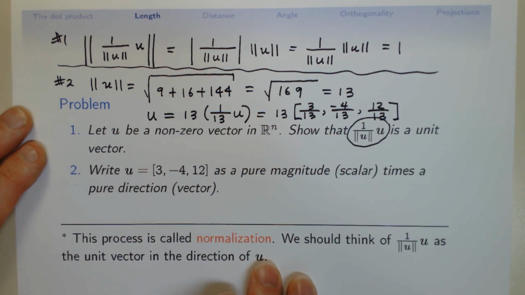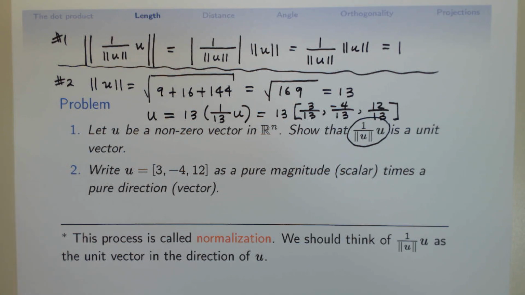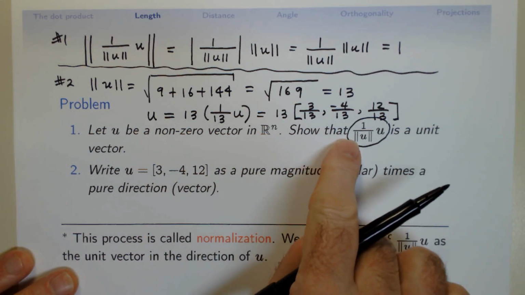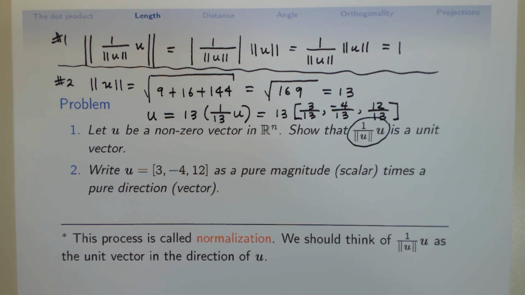All right, so we have a term for this process of taking a vector and normalizing it, turning it into a pure direction vector. All right, that's all I want to say about problems 1 and 2 here on this page. So let's head back to the course notes and continue.